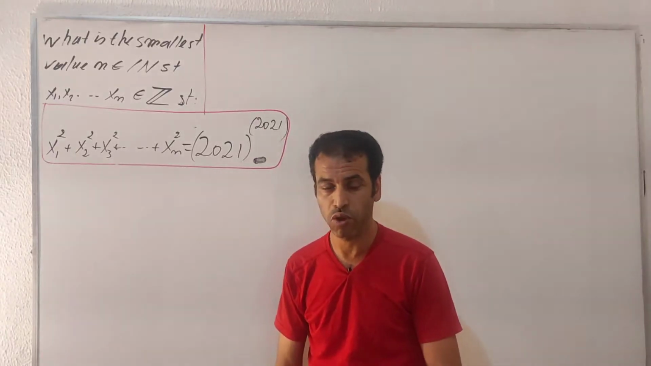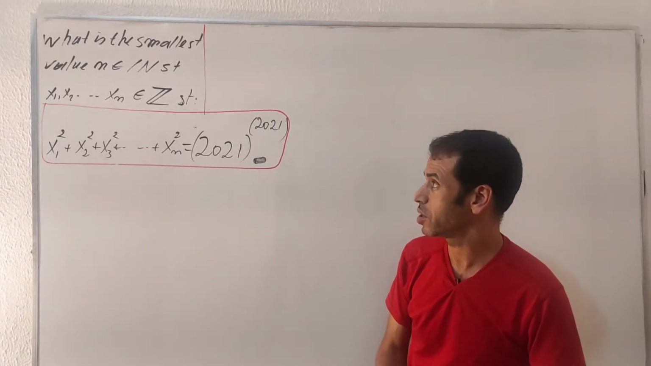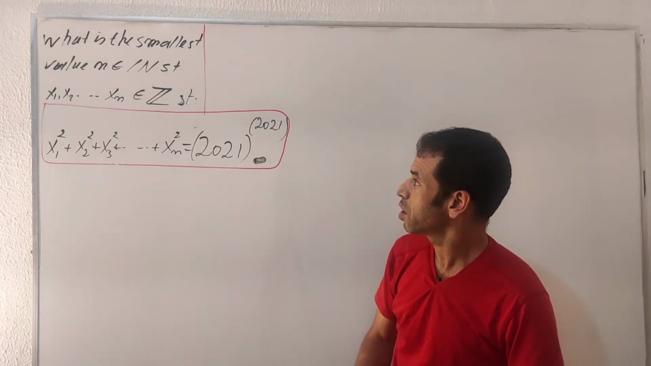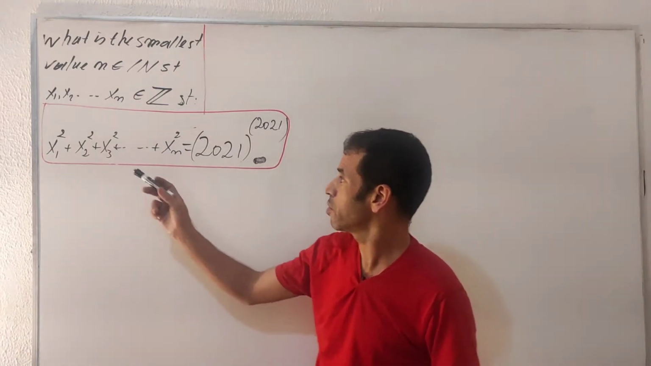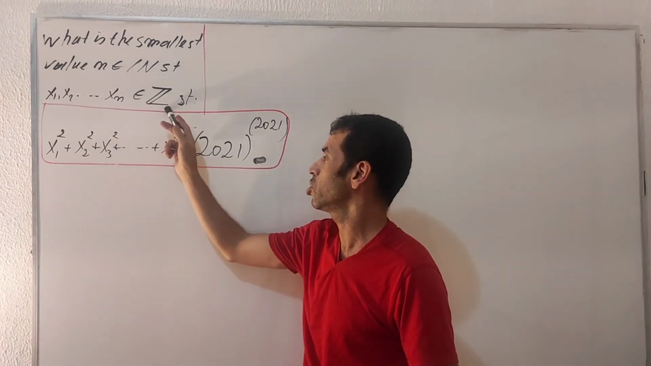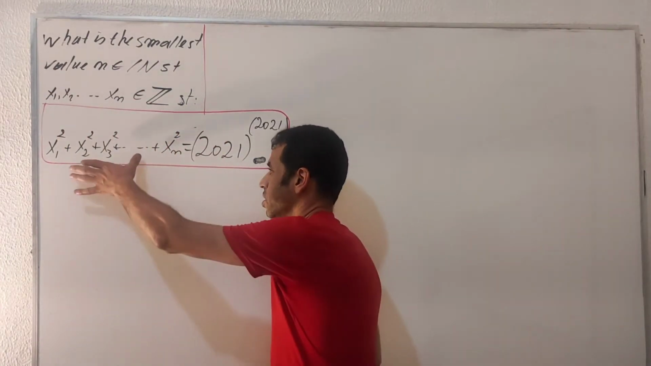In today's video, I would like to introduce a very nice problem regarding arithmetic and number theory. Here is the following information. What is the smallest value n as a natural number such that we have x1 through xn as integer numbers as well? Satisfy this following equation.